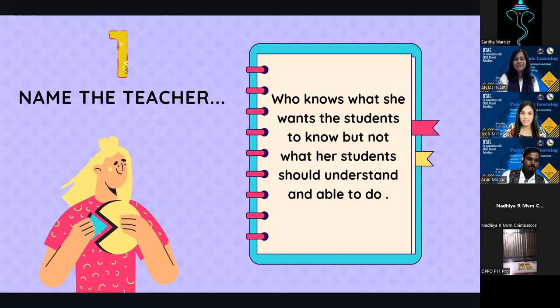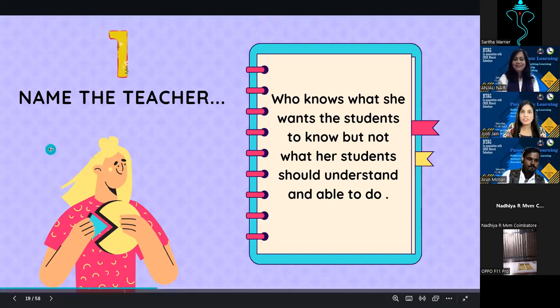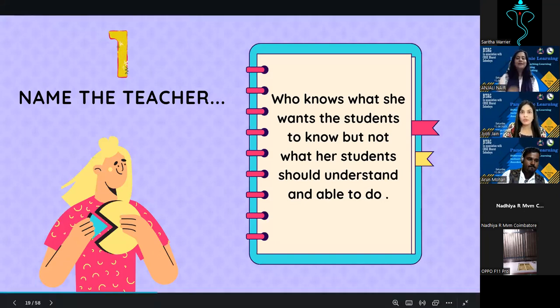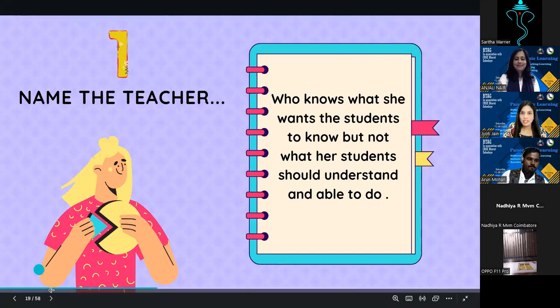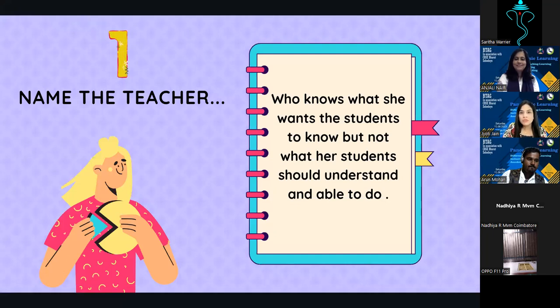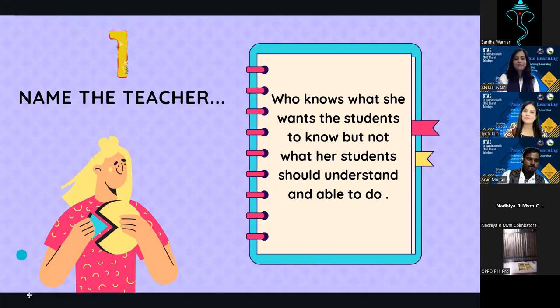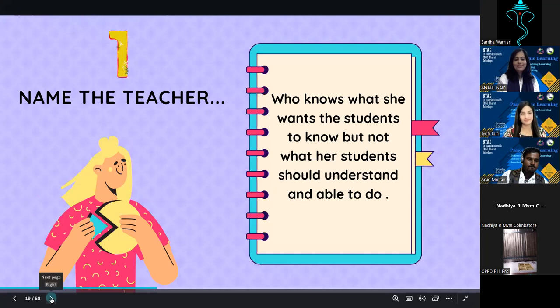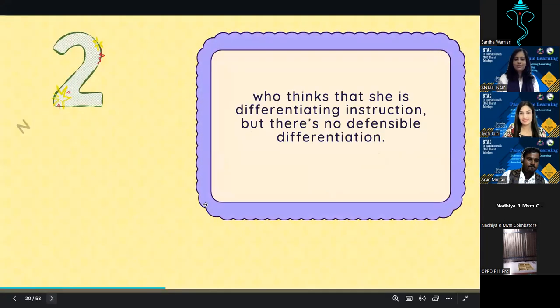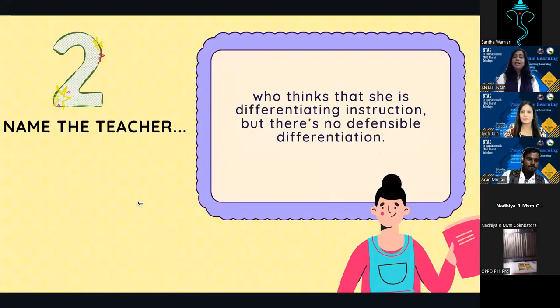Yes, and there are various other participants, Miss Neelam, Miss Bindu, Miss Anju, Miss Ritu Joshi, Miss Raji, Miss Renuka. Miss Renuka has answered Miss Baker's classroom. Okay, the correct answer for this is Miss Appleton's classroom. Next question. Name the teacher who thinks that she is differentiating instruction, but there is no defensible differentiation.